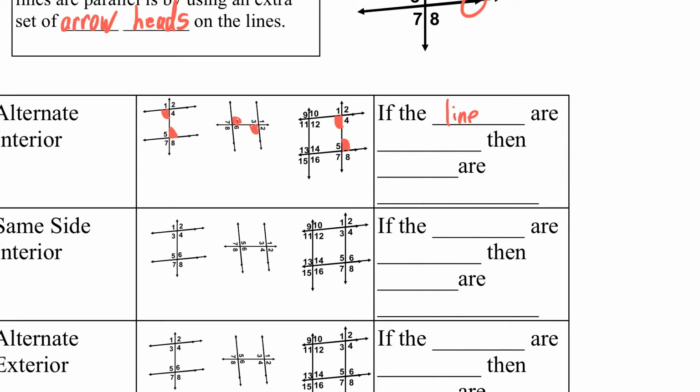So if the lines are parallel, then, and I'm going to abbreviate a bunch here, then alternate interior angles are, so go back to the paper we just did, where we were measuring. When those lines were parallel, what did we see about alternate interior angles? What were they? Yep. Congruent. They were congruent, which means they're equal.